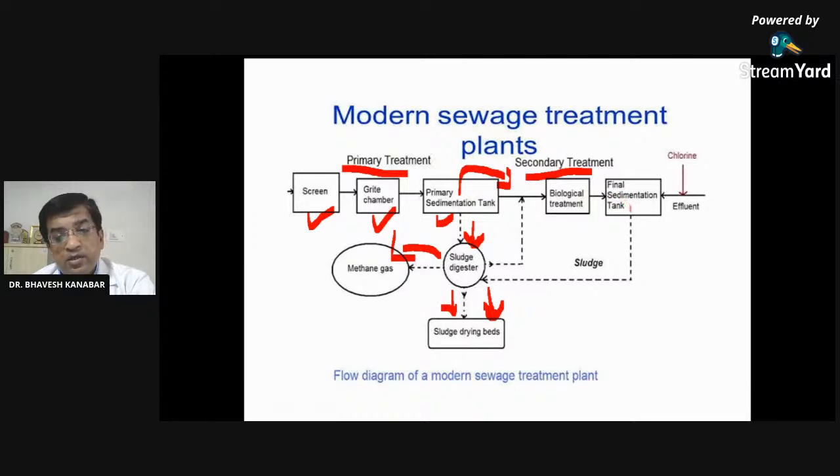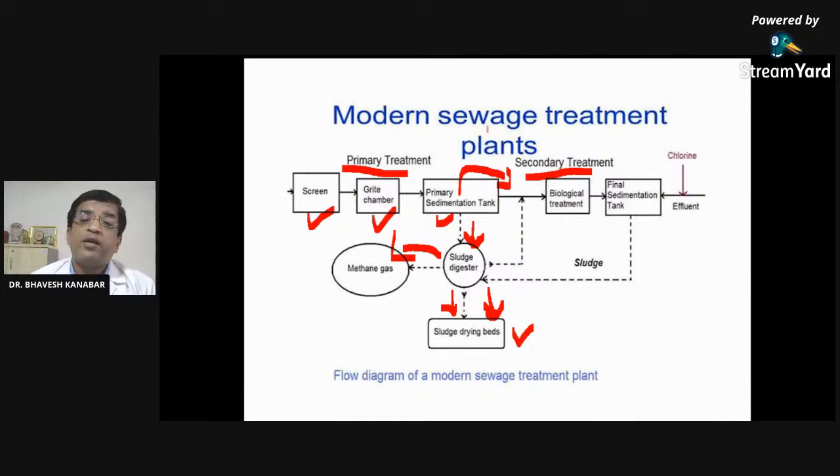In this final sedimentation, whenever the sewage is reaching, the biological oxygen demand has reduced more than 99%. BOD has been reduced more than 99%. And the sludge is subjected to sludge digester and sludge drying bed. And the effluent is treated with chlorine, which can be used for the agriculture purpose. This sludge can also be used as a manure in agriculture purpose.